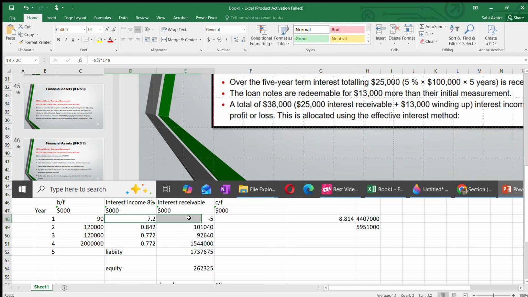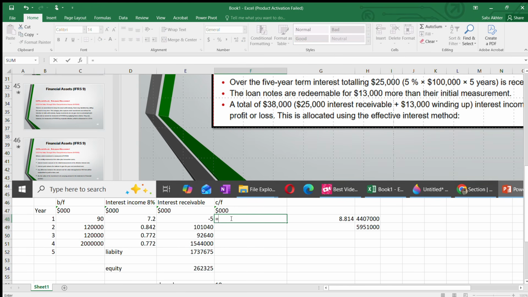You can't add two things. This is the amount that you will get. You will add with 90, and this is the amount that you will pay. So you will deduct 5 to get your carrying forward balance. So now you just have to use the sum function once and automatically it's done.